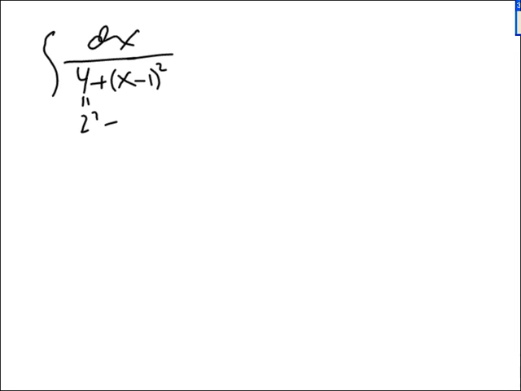Trig substitutions. We have the integral of dx over 4 plus x minus 1 squared. No, I don't like x minus 1 being squared. Well, okay, let's live with it. So remember, this is 2 squared plus something else squared. That screams in the bottom. That screams trig substitution.